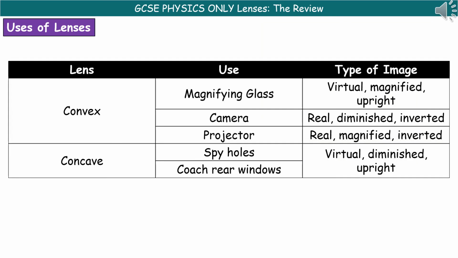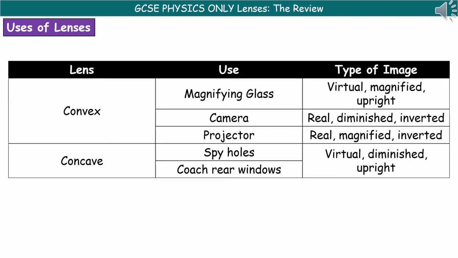Last thing we need to know about lenses are some of the uses of convex and concave lenses. So a convex lens would be used in a magnifying glass, and it would give us a virtual magnified upright image. We'd also use a convex lens in a camera, which gives us a real diminished inverted image, and in a projector, a real magnified inverted image.